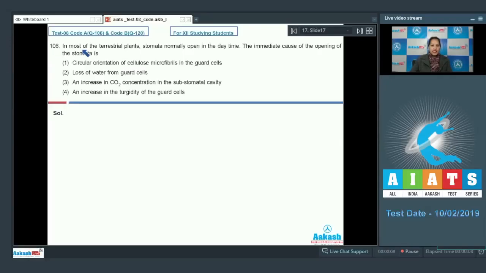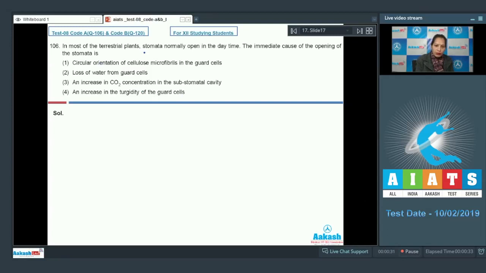Question number 106. In most of the terrestrial plants, stomata normally open in the daytime. The immediate cause of the opening of the stomata is: first option, circular orientation of cellulose microfibrils in the guard cells. Second, loss of water from guard cells. Third, an increase in CO2 concentration in the substomatal cavity. Fourth, an increase in the turgidity of the guard cells.